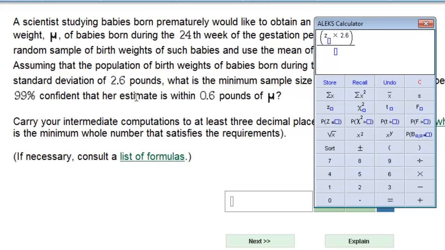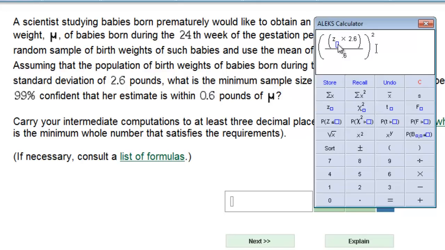She wants to be confident that our estimate is within, not 2 pounds, 0.6 pounds, so that's her precision. So I put 0.6 down there. Now here's the thing. I don't like this because I need to square all this. That's the last part. So what you can do is hit enter after you do this and then hit square, or you can arrow outside the division bar and then just put big parentheses around it and hit the squared button.